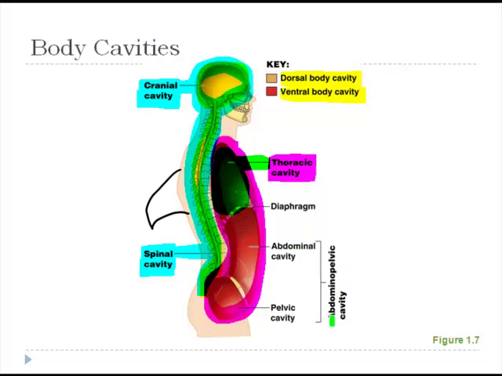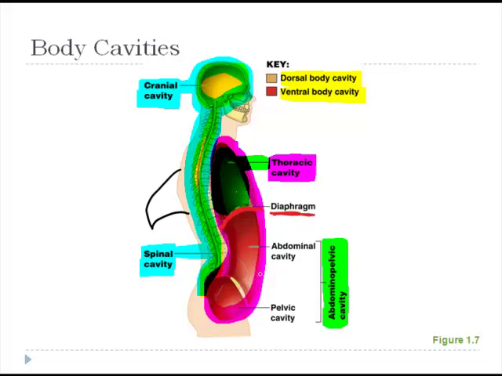And then you have the abdominal pelvic cavity, which can further be split up into the abdominal and the pelvic cavity. Notice here that the thing that is separating the two is the diaphragm. So there's a definite section between the thoracic cavity and the abdominal cavity formed by the diaphragm.